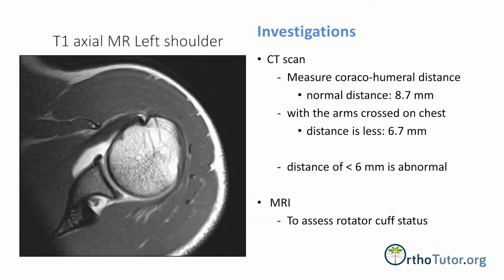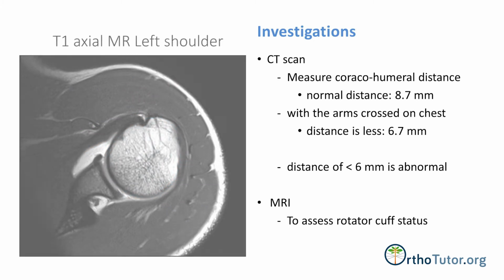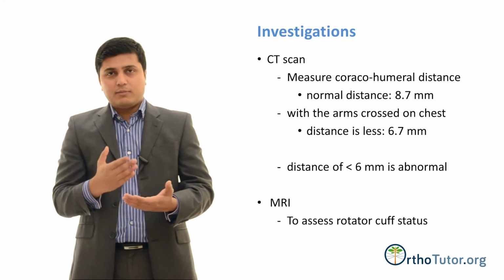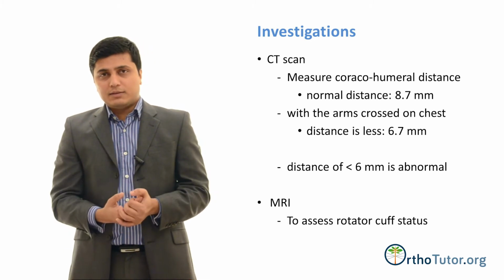MRI scan certainly is useful, mainly to identify cuff tears and to also comment on the distance between the humeral head and the coracoid, mainly in the axial views. So certainly you have quite a few options. You can start with X-ray and then perform an ultrasound scan, and if you're still not conclusive, then perform an MRI scan.